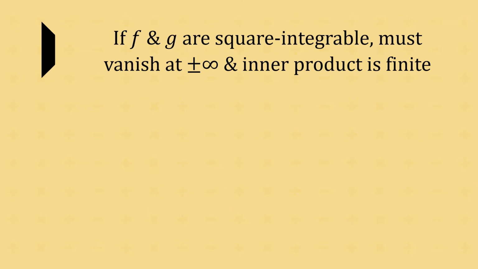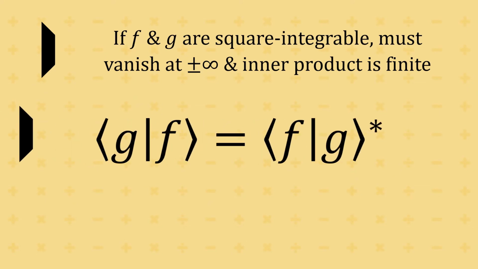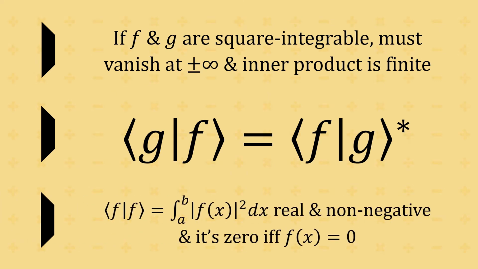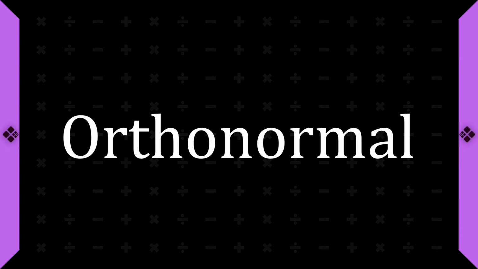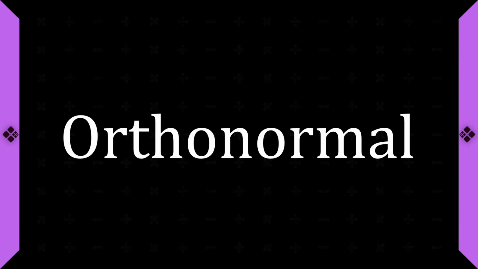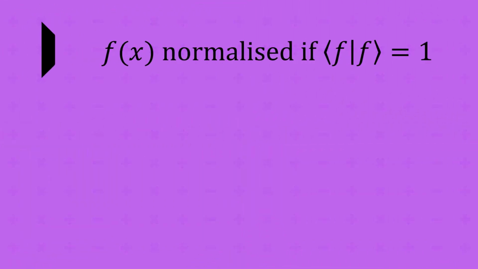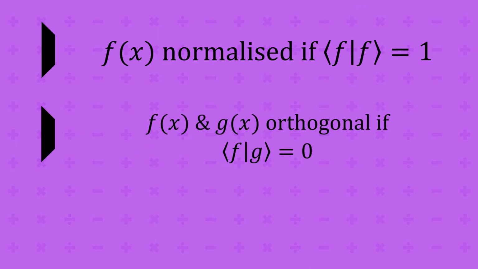Next, we'll define the inner product. The inner product of two functions f of x and g of x is equal to the integral from a to b of f of x star g of x. If f and g are square integrable, then they must vanish at plus or minus infinity, and their inner product is a finite number. Note that swapping the order is the same as taking the complex conjugate of the inner product. Also, the inner product of f with itself is equal to the integral from a to b of the modulus of f of x squared, and it is real and non-negative, and it is equal to 0 if and only if f of x is equal to 0.